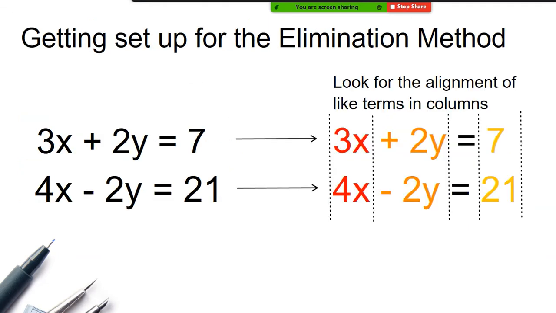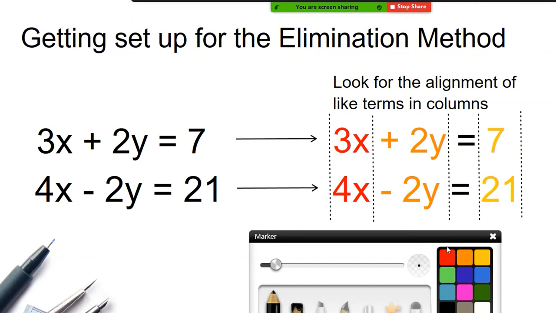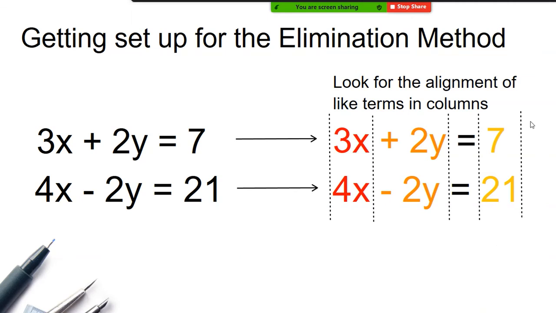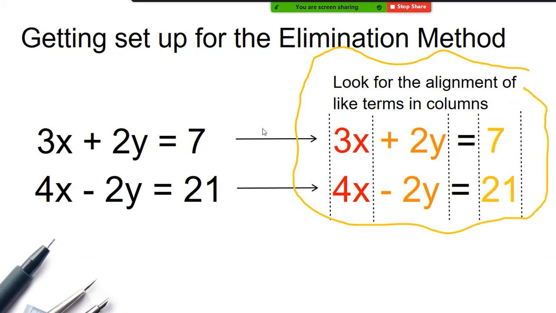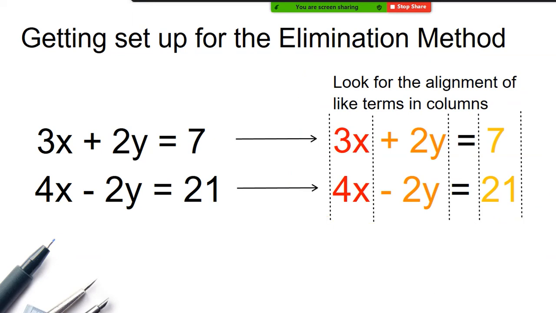So, let's get set up for the elimination method. Now, you don't need to write both of these down, okay? I would like you to go ahead and write this half down. You don't need this one, but what I'm trying to give you a picture of is when you get a problem that's black and white: 3x plus 2y equals 7, and 4x minus 2y equals 21. I want you to write the problem down, please.